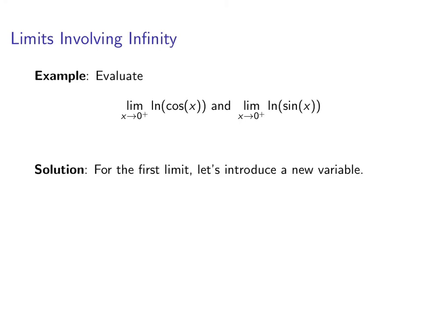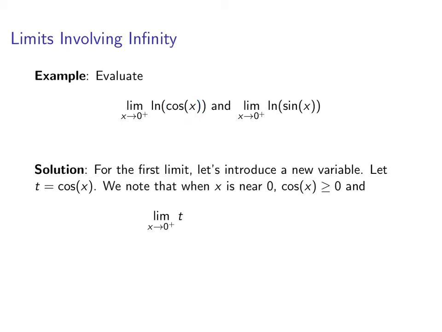Now for that first limit, we're going to introduce a new variable. Let's let t be equal to cosine x. So cosine x is just the inside part of this function. Now when x is near 0, cosine x is positive, and the limit as x approaches 0 of t, which is the limit as x approaches 0 from the positive side of cosine x, that's just going to be 1.